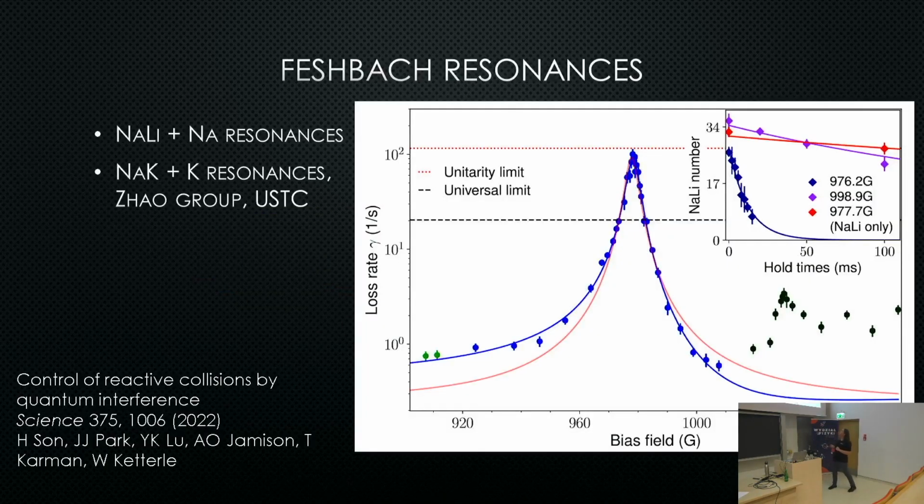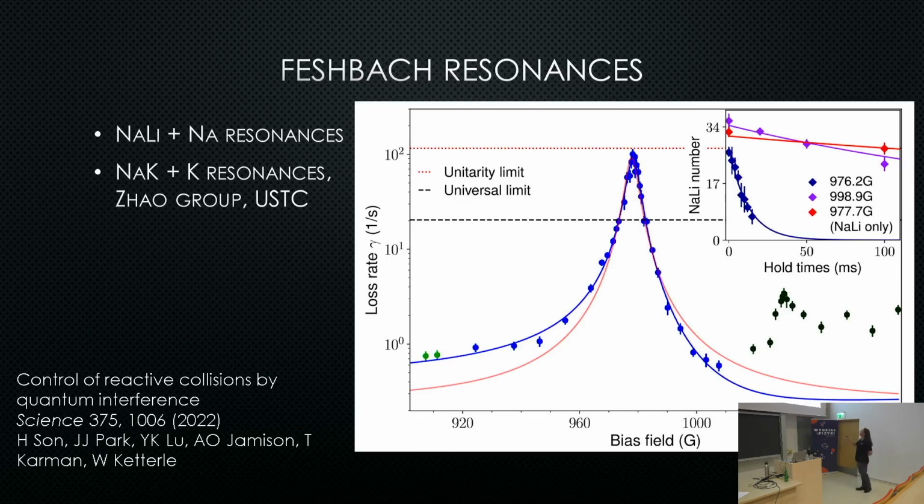So that's what it looks like in data. For sodium, lithium plus sodium, because we have this long lifetime, the background loss rate is down here, whereas this universal loss rate prediction is here. And so because we have this low loss rate, we can tune around and we can find these Feshbach resonances, and this is a particularly clean one. This is like a 20 Gauss wide resonance. You can see it's coming up and nearly banging into the unitarity limit, which is the absolute limit for a loss rate.